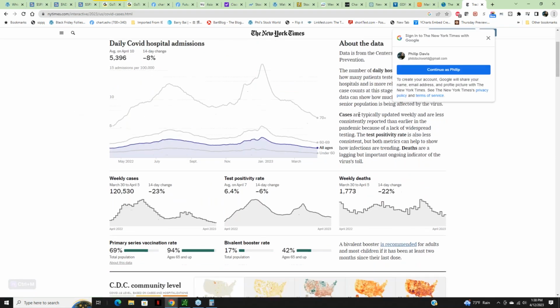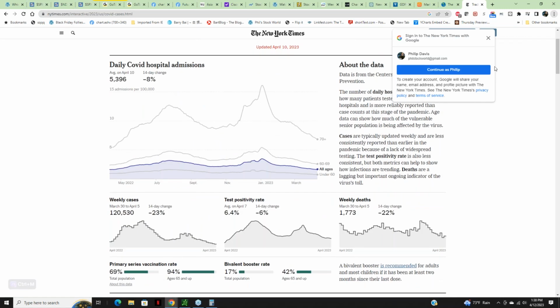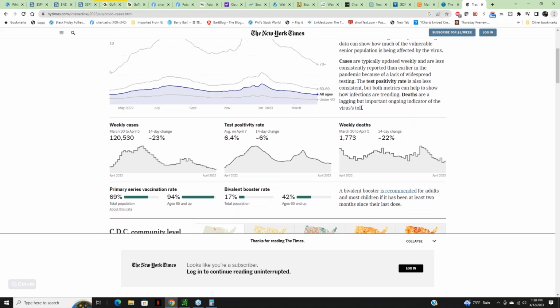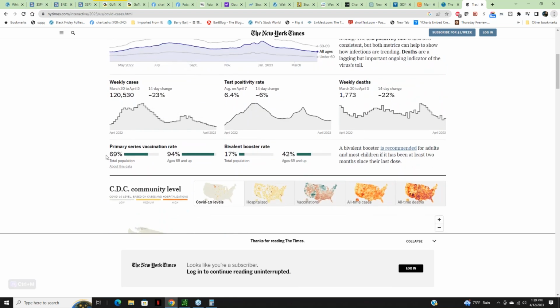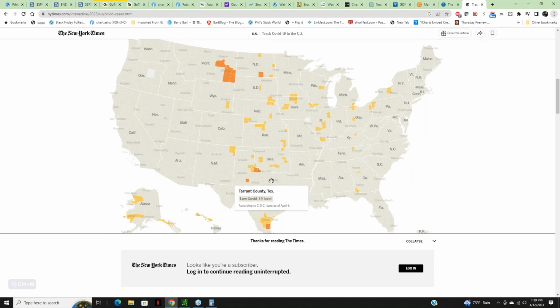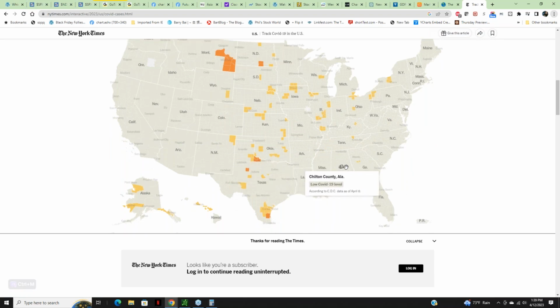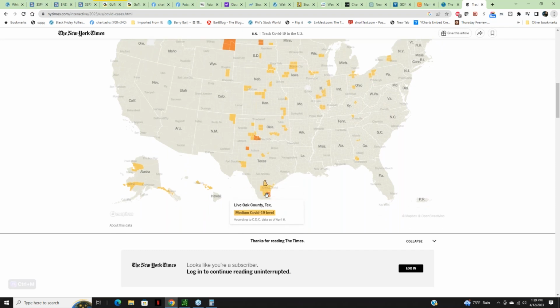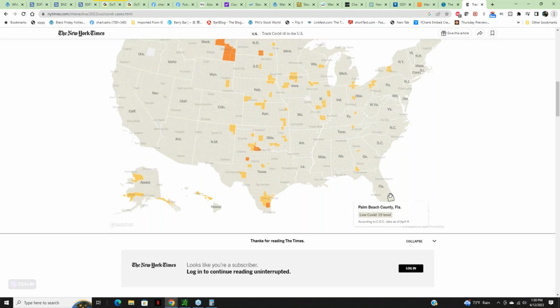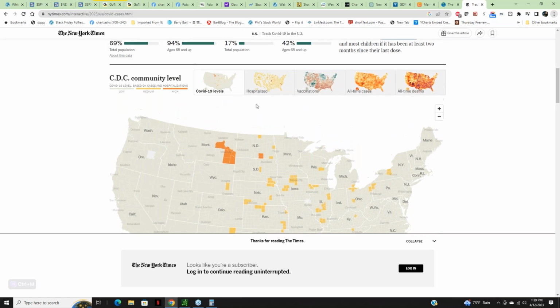Weekly cases, about the data, daily hospitalizations. Cases are typically updated weekly or less consistently reported than they were earlier, right? That's true. Test positivity is less. This is basically what I was just saying. There's a serious difference. Wow. And you see how we have very few real hotspots. These guys are bad. Don't go to Montana. And don't go to Texas, that should go without saying, right? And here's us. We have herd immunity here. We've achieved herd immunity. That's good. And California too. So a lot of places that got hit hardest are not bad.